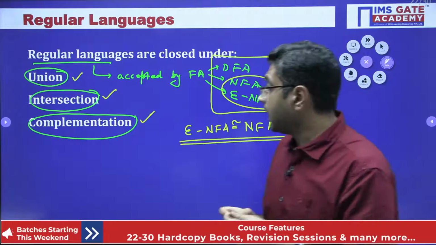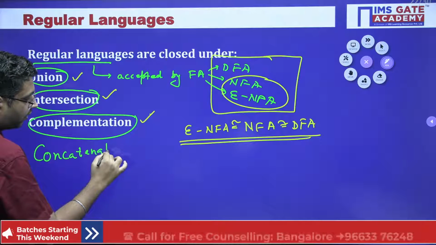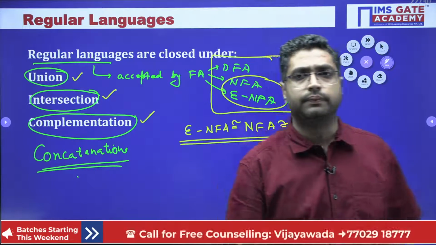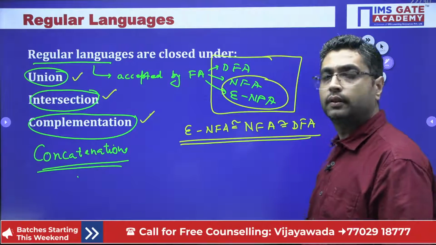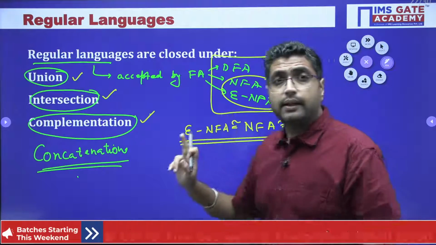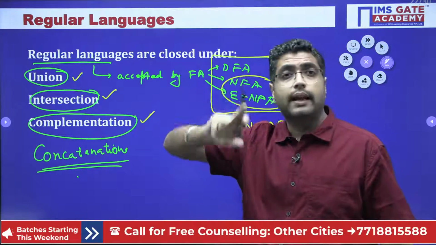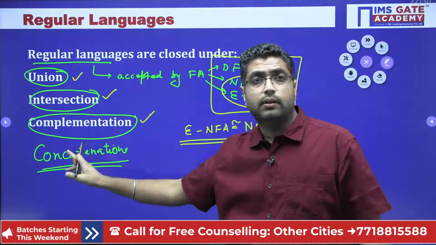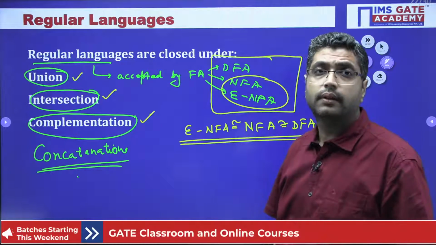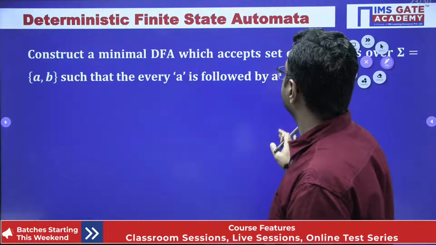Now the last point: for concatenation also we have done the same thing. So I can say they are also closed under concatenation. Again, let me reiterate, you cannot apply these algorithms directly on epsilon NFA and NFA, but you can convert every epsilon NFA and NFA to a DFA and then apply these algorithms. So we can say that regular languages are closed under union, intersection, complementation and concatenation.